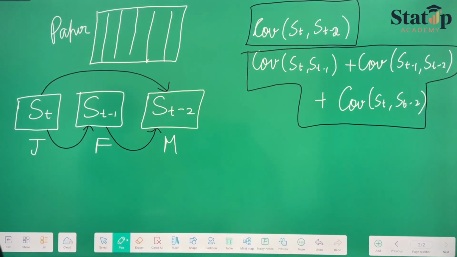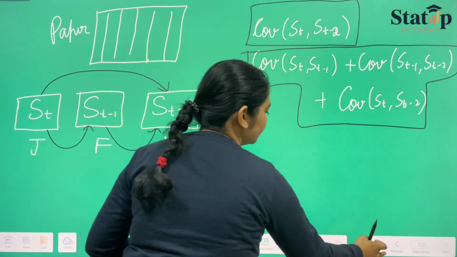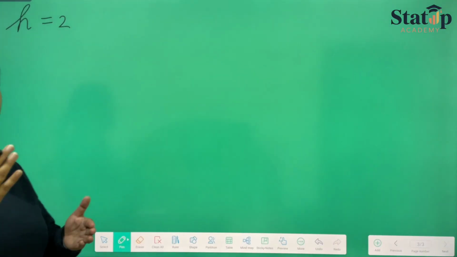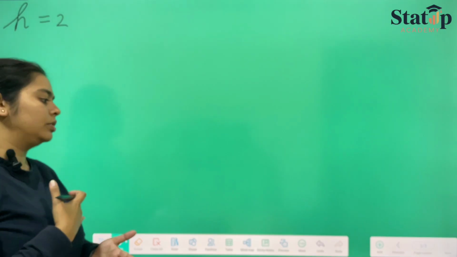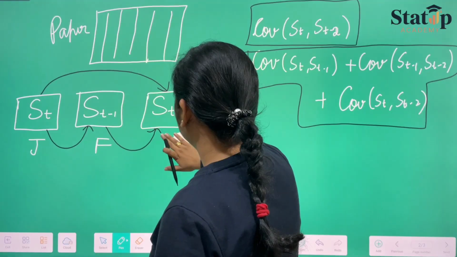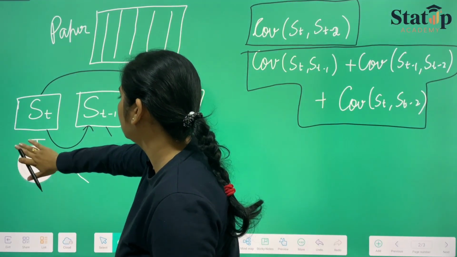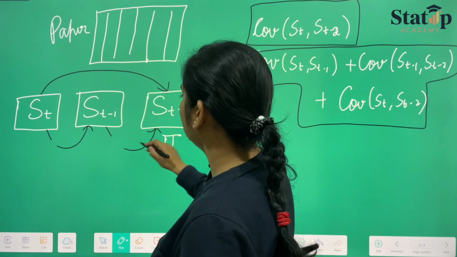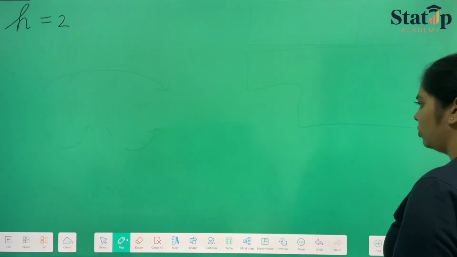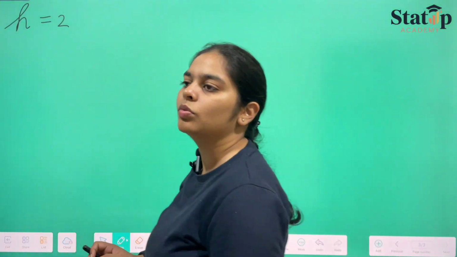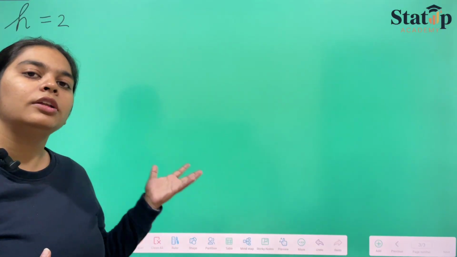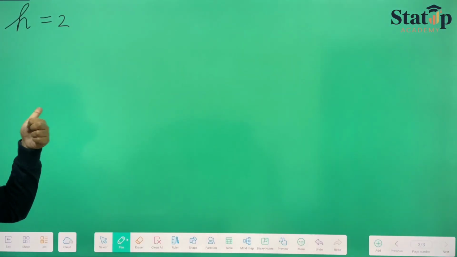For this, the lag value we have taken is 2. Lag value h we have taken as 2 because we are calculating for this month and the month prior to this. Let us take these months as January, February, and March. We have taken the opposite one. So the lag value is 2. This time we are living in March, and we have to calculate the commodity for January, 2 months prior to this. So the lag value would be 2.